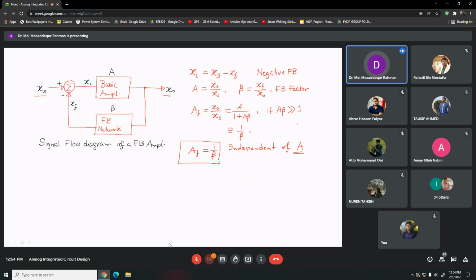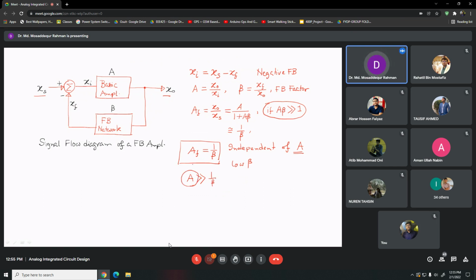But for that, the condition that needs to be satisfied is that A beta should be much larger than 1, right? So to have large gain, you need beta to be small. Otherwise, if beta is high, AF will be low. So to get high gain, you maintain low beta. In order to satisfy this condition, A beta has to be much larger than 1. That means the gain A should be much larger than 1 over beta.